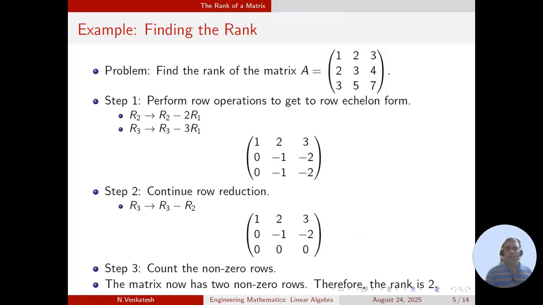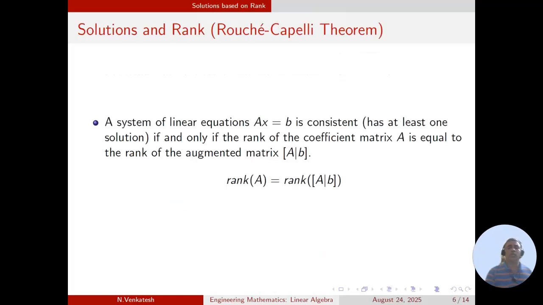And now how is this rank useful in knowing how many solutions there are? So we have to know one theorem called the Rouché-Capelli theorem. What it says is that when you have a system of linear equations, Ax equal to b, it has at least one solution if and only if the rank of the coefficient matrix is equal to the rank of the augmented matrix. Only then we have at least one solution.